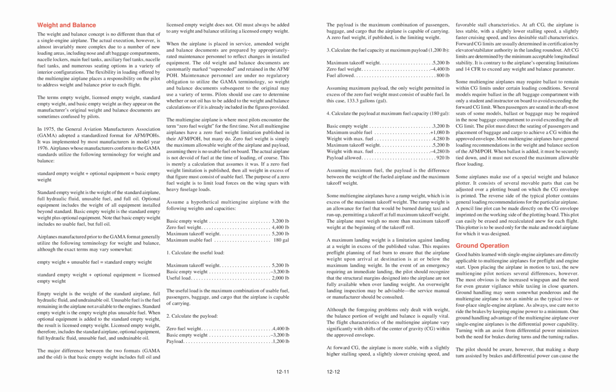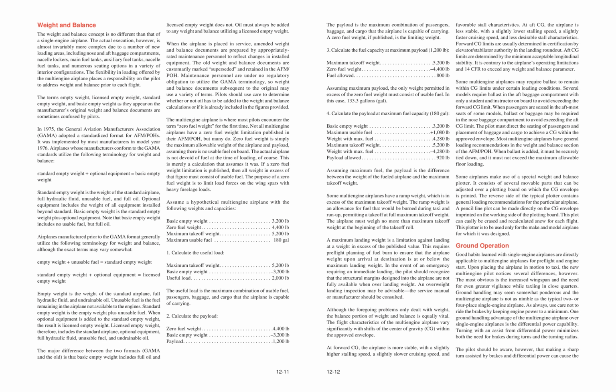The flight characteristics of the multi-engine airplane vary significantly with shifts of the center of gravity, CG, within the approved envelope. At aft CG, the airplane is less stable, with a slightly lower stalling speed, a slightly faster cruising speed, and less desirable stall characteristics. Forward CG limits are usually determined in certification by elevator/stabilator authority in the landing round out. Aft CG limits are determined by the minimum acceptable longitudinal stability.